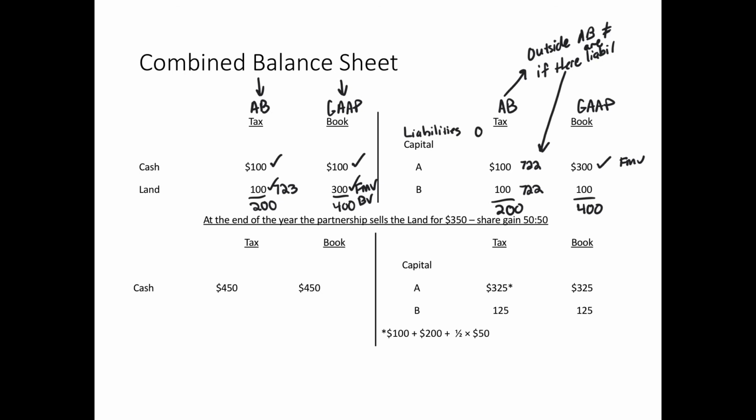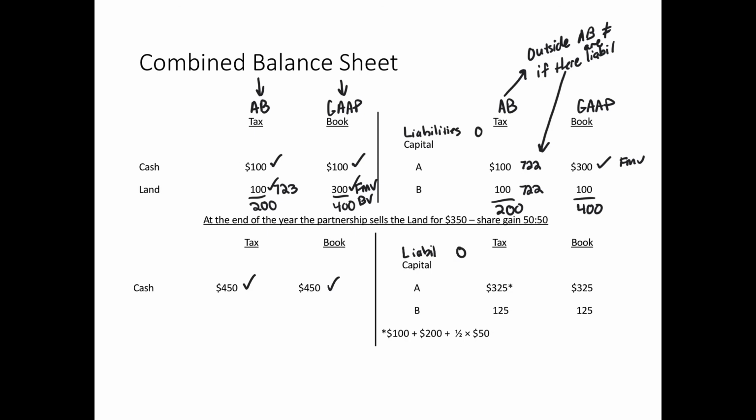Let's first start by looking at the cash. Well, we had $100 of cash. We just sold the land for $350 cash. So $450, again, adjusted basis and face value are always going to equal for cash. So we have $450. Now we have no liabilities. There's no liabilities in this problem. We go to the capital accounts.